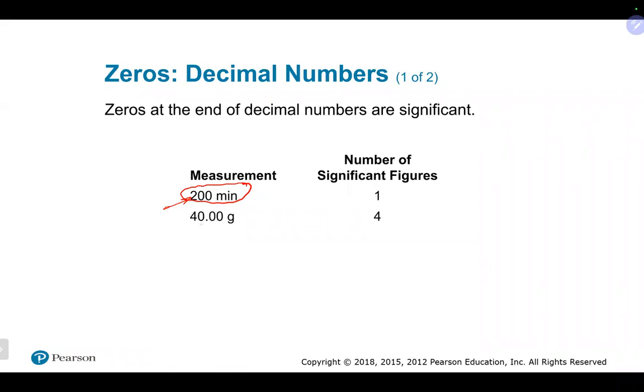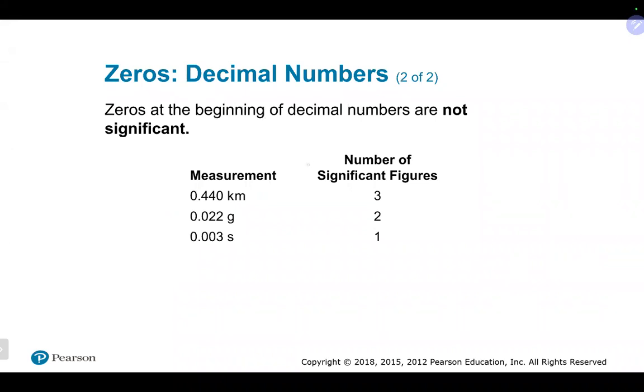In this case, all these zeros here, once again, are going to be significant. They are at the end of the number. We've already started counting because we hit the 4. And we have the decimal point there, so they would all be significant. Any questions on that?